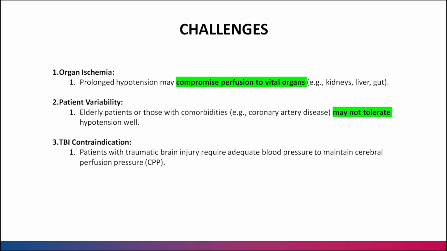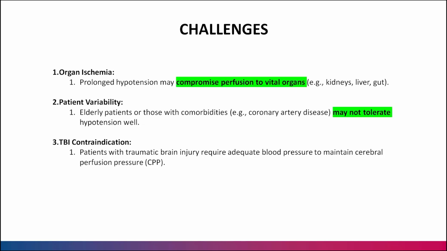Okay, so what are the challenges associated with permissive hypotension? Always you're compromising vital organ perfusion. Watch for oliguria, anuria, AKI, shooting up of liver enzymes. Okay, probably you can't feed the patient, obviously. And if it is a gut injury, again, a lot of issues related to gut translocation of bacteria. All of this is possible. Okay, these are the challenges associated with permissive hypotension.